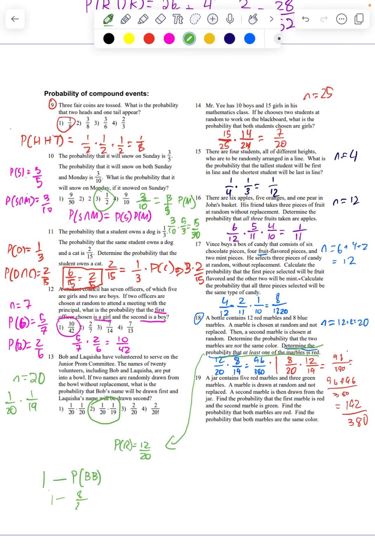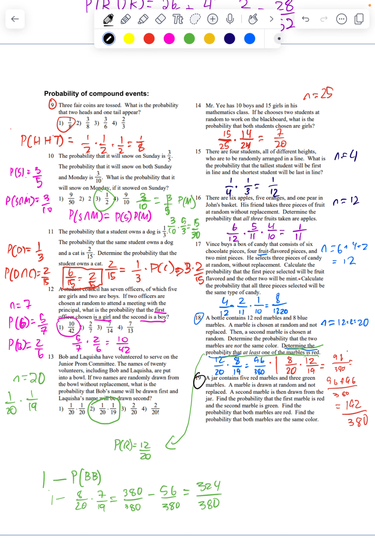The first blue is 8 out of 20. And rolling the second blue is 7 out of 19. And if you work this out, this is going to give you 380 over 380 minus 56 over 380, which is going to be 324 over 380. Remember, the probability of at least one of them being red is the same thing as saying the probability of not rolling 2 blues.